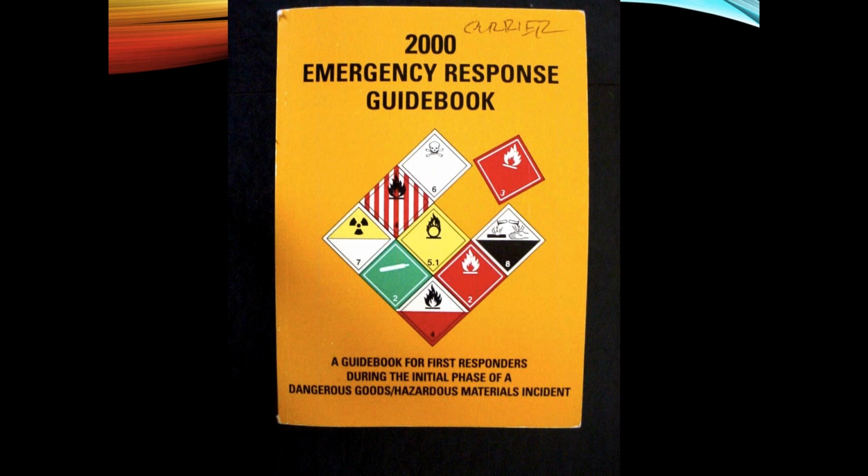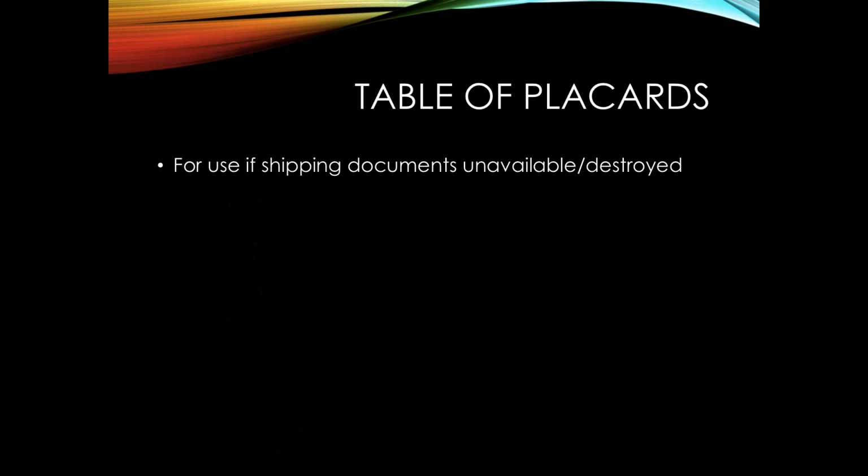See the books in front of you. This is an old book. All right, so there's a table of placards for use in shipping documents if they're unavailable or destroyed. So in there you'll find a table of placards.